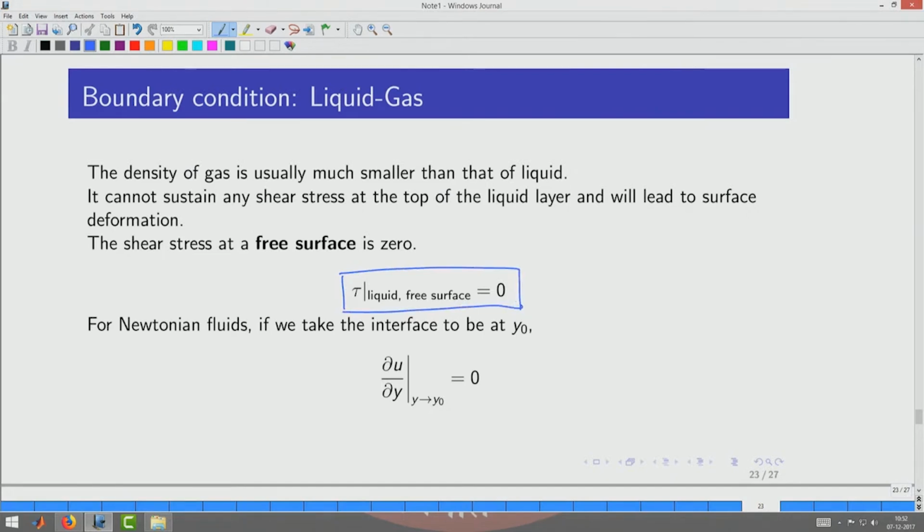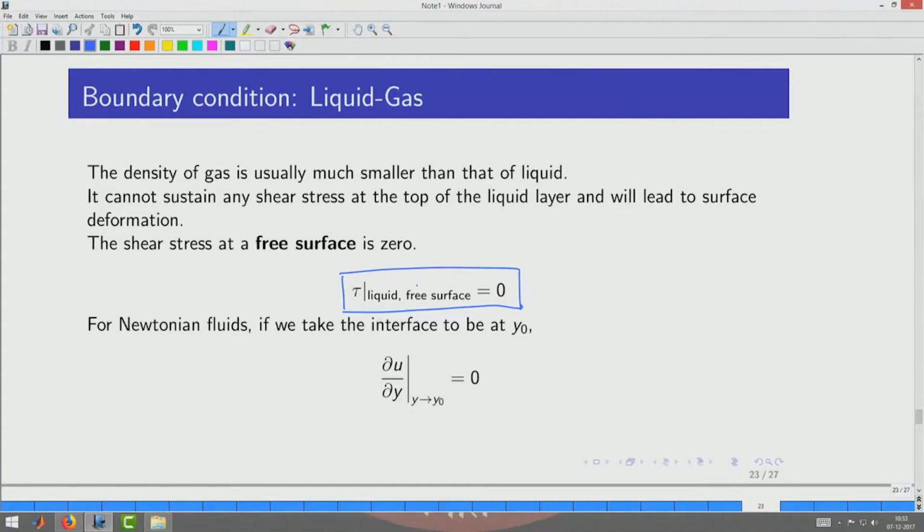So, the reason is as follows. The gas actually has a density usually about 1000 times less than that of the liquid or solid. Which means that there are not enough atoms in the gas that can actually interact with those of the liquid or solid on the other side of the interface, which means basically that there is no way to sustain the shear stress at the top of the liquid layer, and therefore, it must be 0 at the top surface.